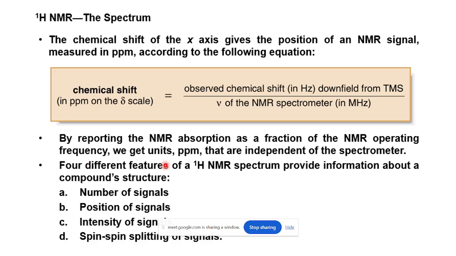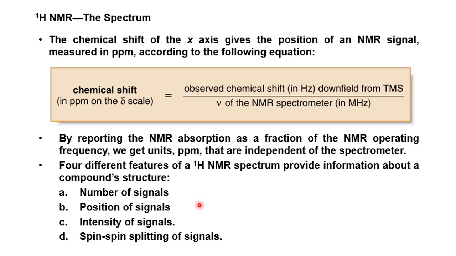Now what do we actually provide in an NMR spectrum? What are the different pieces of information we provide? First is the number of signals, the position of signals, the intensity of signals, and the spin splitting of the signal. We will discuss what spin splitting is.